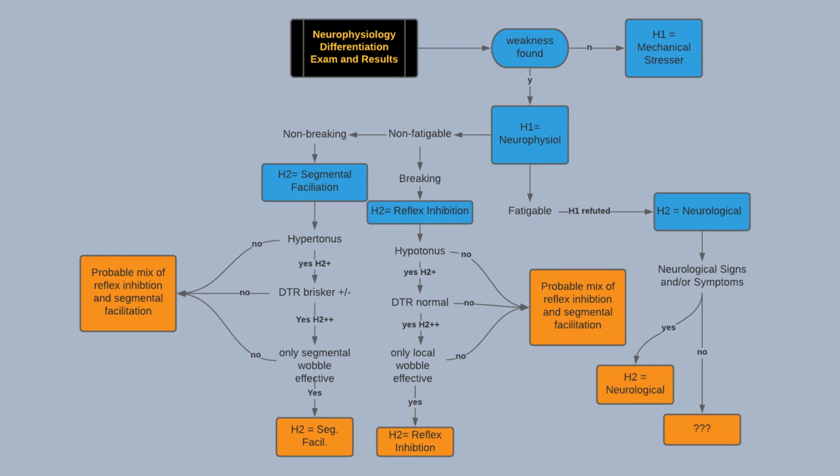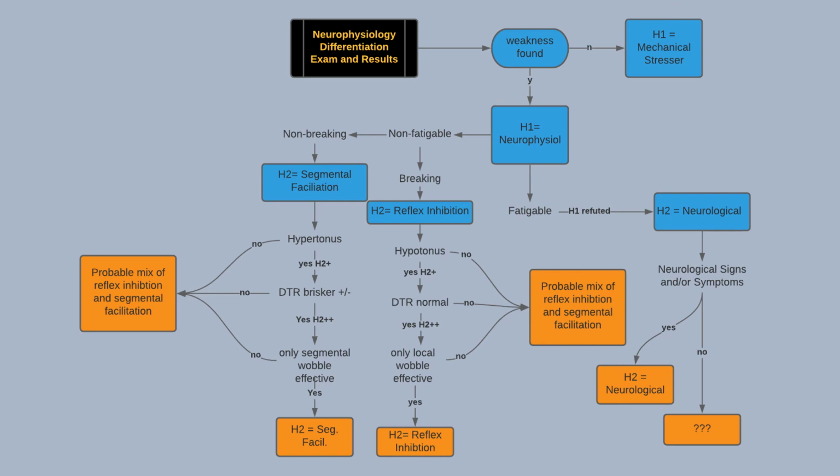If no other signs, you may have a very atypical neuropathy or a very atypical neurophysiological cause. So go back to this as H1. If this weakness is non-fatigable, H1 equals neurophysiological cause. If the weakness is breaking, then H1 can be refined to either H1.1, reflex inhibition, or perhaps for clarity's sake, we'll call it H2. You should now find hypotonus. Only wobbling locally is effective and no neurological signs are present. If the other signs of reflex inhibition are confused or absent, it's probably that reflex inhibition is overlaid by segmental facilitation, or less commonly neuropathy.